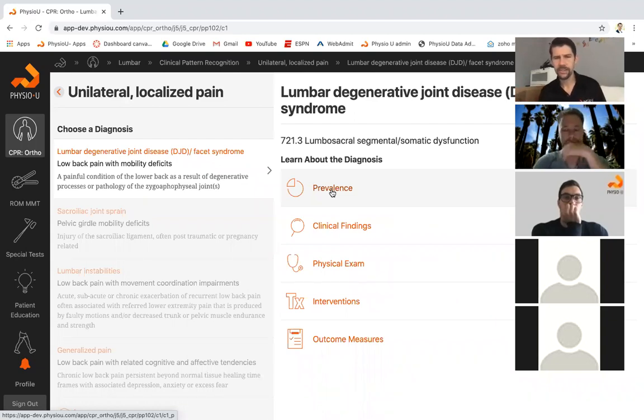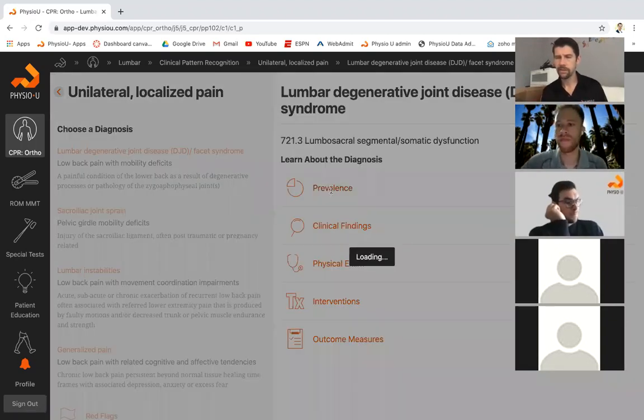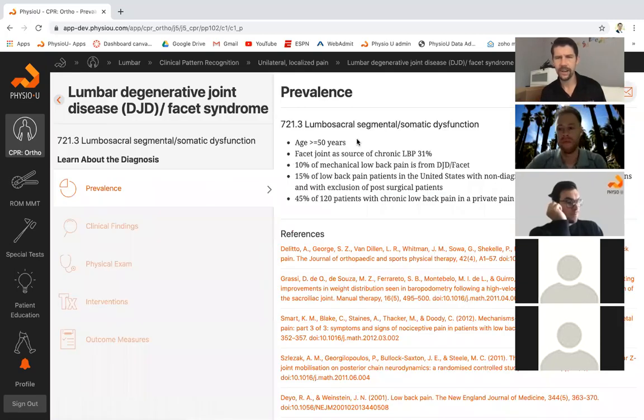So if we click on prevalence, it's pretty common. There's lots of different studies out there that talk about the percentage of this being the source of their pain, or their pain generator, they call it, in studies of low back pain. So they inject your joint and you feel better, then they can say your pain was coming from the joint. Obviously, there's a little bit of placebo effect involved, but that's how they try to determine the prevalence.